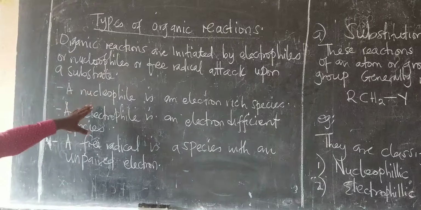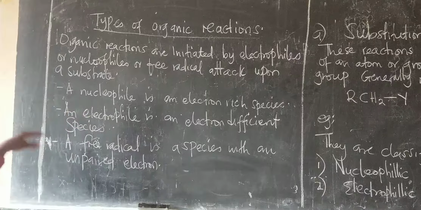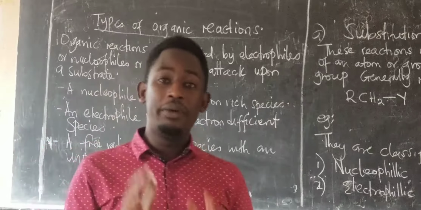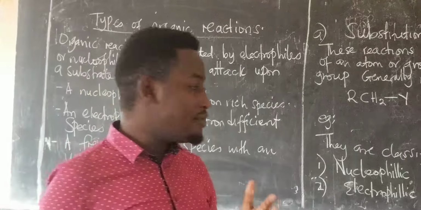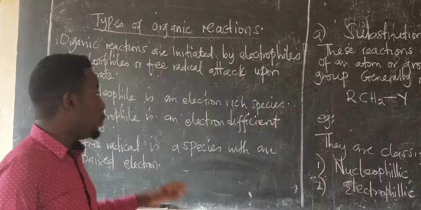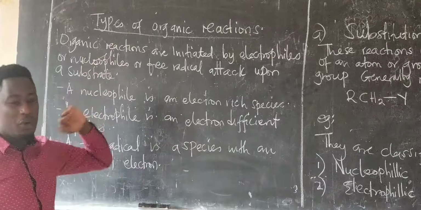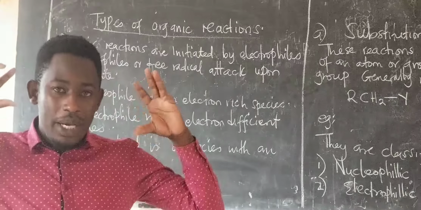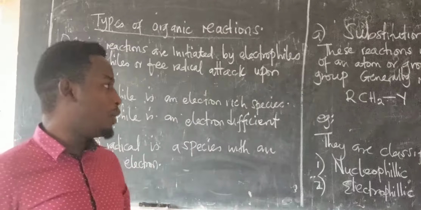So these are the species that we are going to be dealing with in all the mechanisms of the reactions we are going to be dealing with. I've already told you the reason why we delay to teach types of organic reactions until this point is such that a student might have prior knowledge about what you are dealing with.